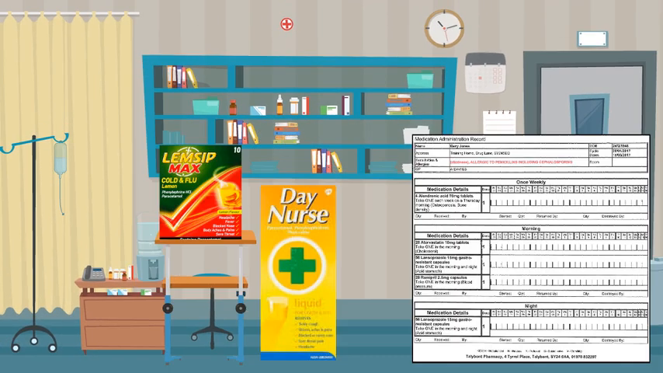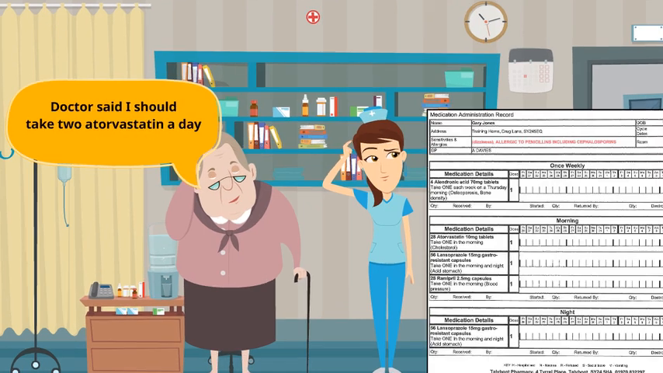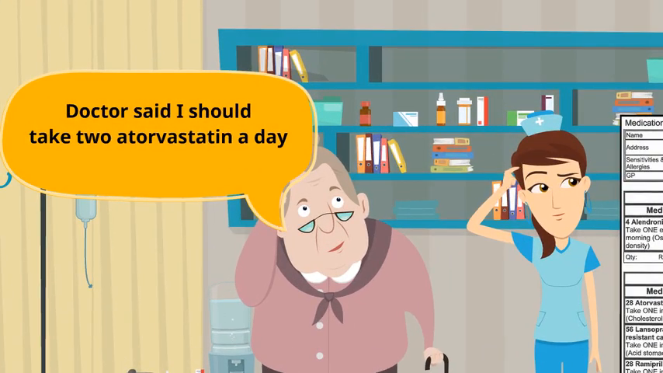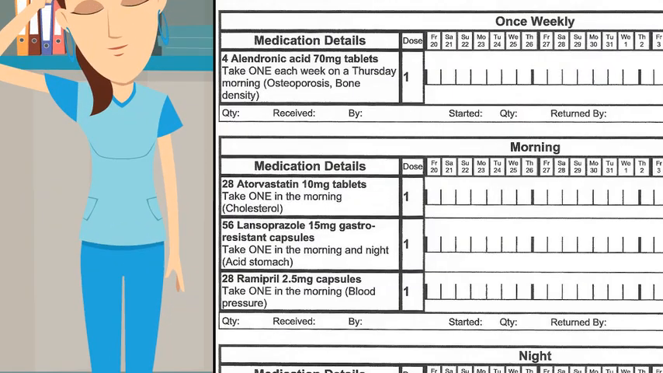Only administer what is on the MAR chart. If not on the MAR chart, then do not administer it. This includes any bought over-the-counter medication. Follow the directions on the MAR chart, not what the patient says. Contact the pharmacy if necessary.